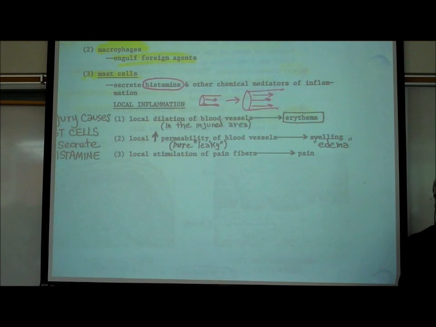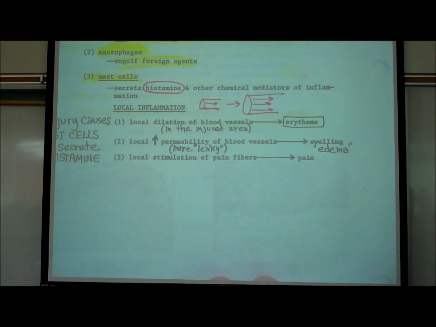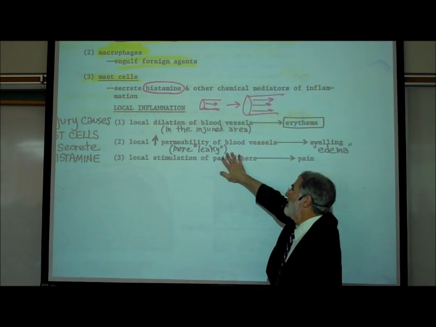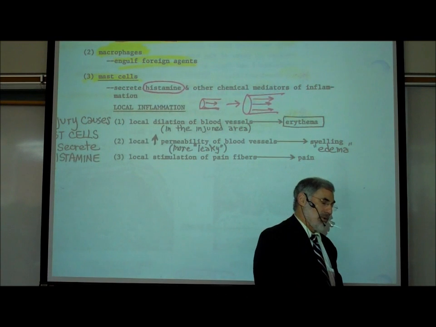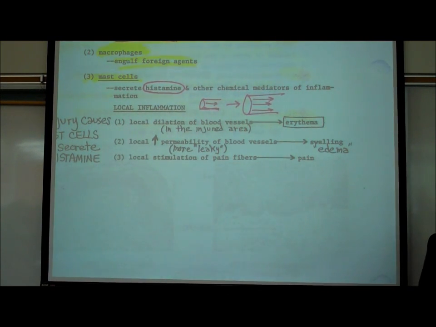Your thumb is all swollen. So it's swollen, and it's red, and it's warm. Now, the purpose of this, of why the histamine is making the walls of the vessels more leaky, is that it allows these proteins to leak out, which will promote healing.